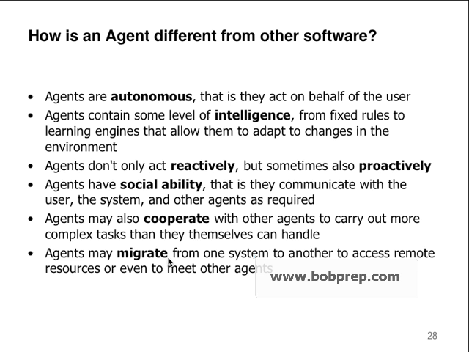And then the agents may also migrate from one system to another. They might move. Actually, the best form of an agent that migrates from one system to another and uses remote resources or even meets other agents is the virus. So every one of those computer viruses that hops from server to server is, by definition, intelligent and an agent.